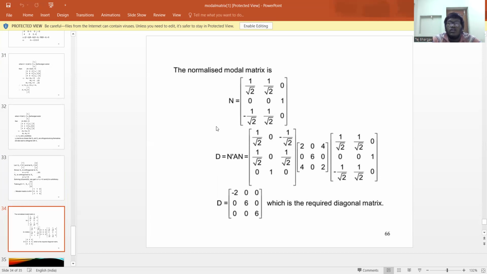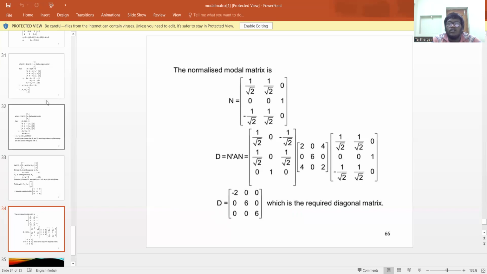D is equal to N dash A N, which is the product of the transpose of N, the matrix A, and N. D is equal to [minus 2, 0, 0; 0, 6, 0; 0, 0, 6], which is the required diagonal matrix.